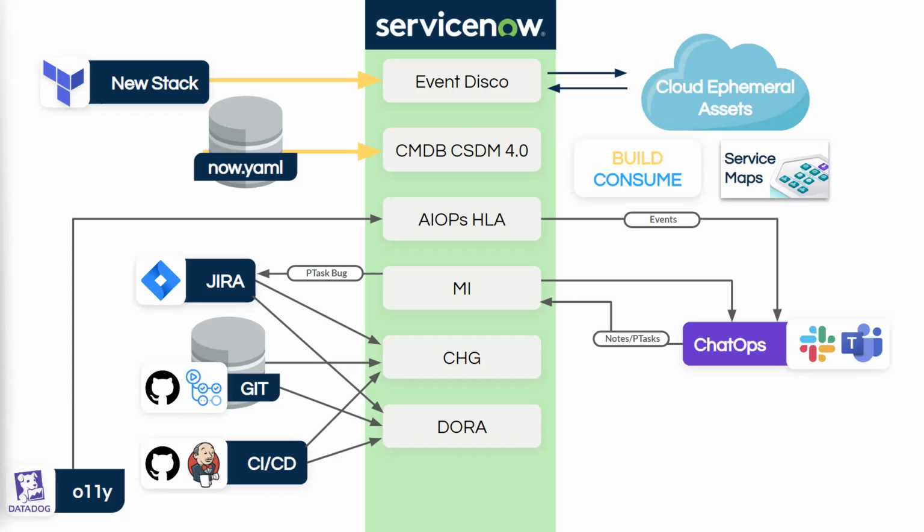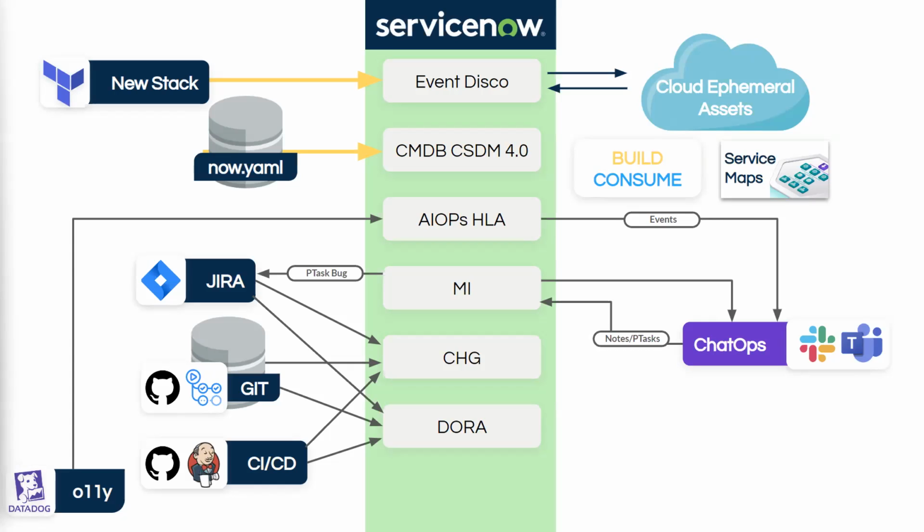Walking through this diagram, top to bottom, we see the following. Some request or automated trigger leads to a deployment of a new stack in the cloud, for instance, AWS and Azure, using Terraform. This type of deployment allows for consistent generation of cloud assets with appropriate tags.